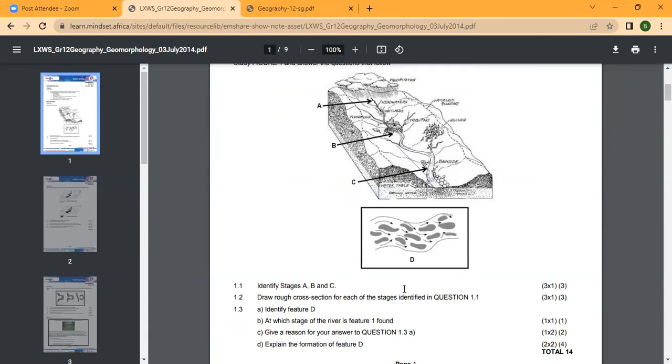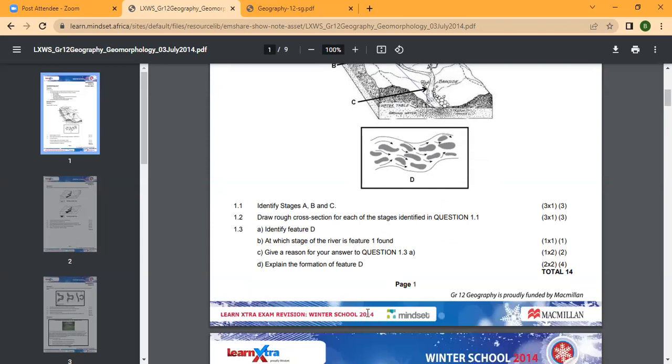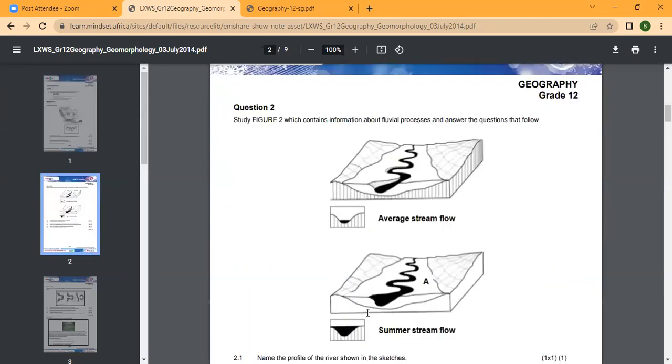Identify structure D. You have to identify the structure where the water is moving in. There's an obstacle here. These gray parts, they are obstacles. So the water is trying to find new channels to move. So what is that structure? These are just typical questions that you can get.